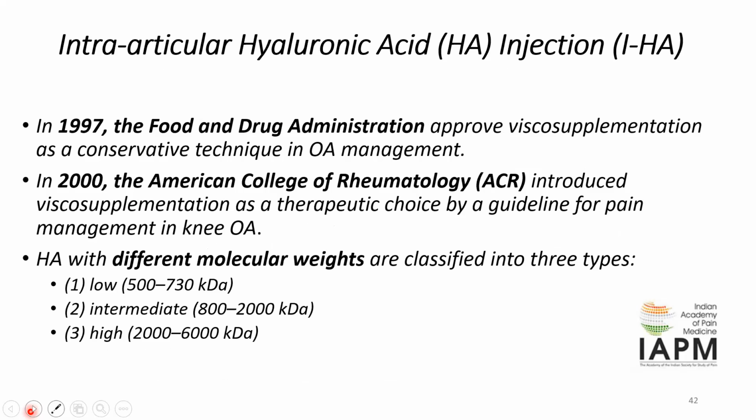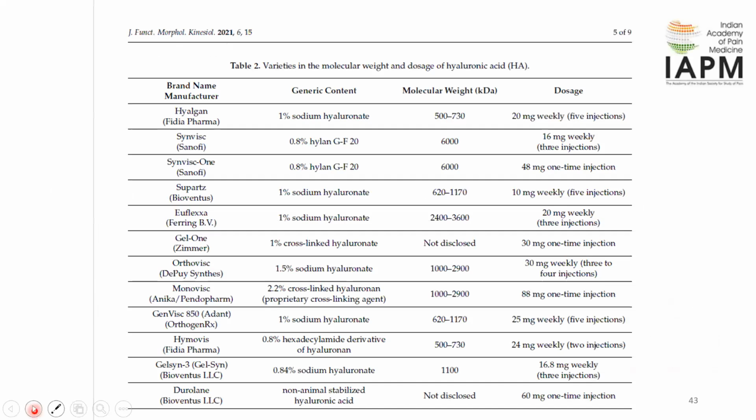Intra-articular hyaluronic acid injection was FDA approved in 1997. In 2020, the American College of Rheumatology also approved it. There are different molecular weights: low, intermediate and high. Generally, in our hospital we use Synvisc-One, which is a high molecular weight, single injection. Monovisc is also a medium-low molecular weight single injection. These are a few examples.